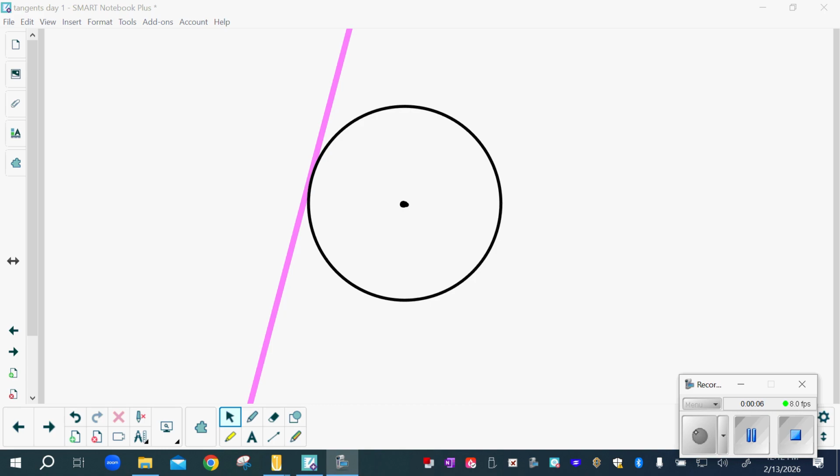Here's what I need you to do. Put your pencil in the center and go. This sounds rude. Touch your tangent. Huh? Boom. Okay, here's the big lesson.